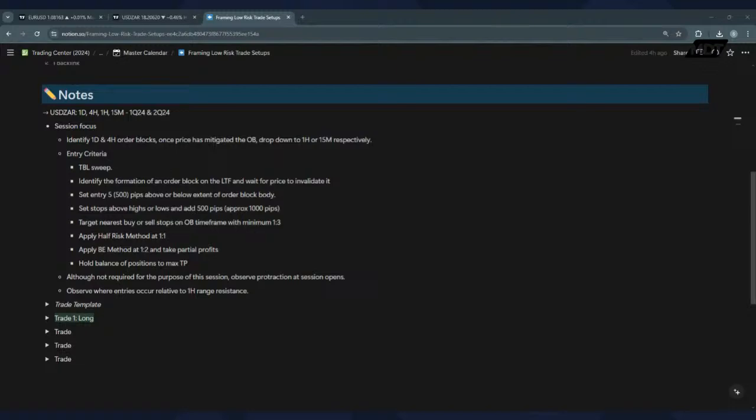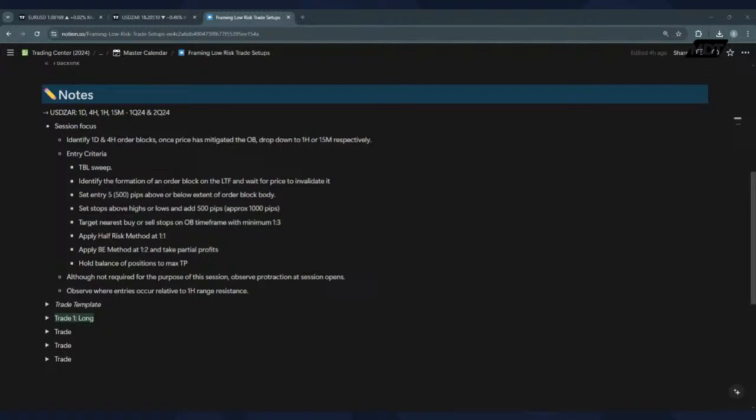And the entry criteria that I'm using is once we've mitigated and I've dropped down to the lower time frame, I look for a time-based liquidity sweep. I then identify an order block that forms on that lower time frame, and I'll wait for price to almost confirm that we will head in the intended direction, either long or short. But I want to see that order block invalidated.